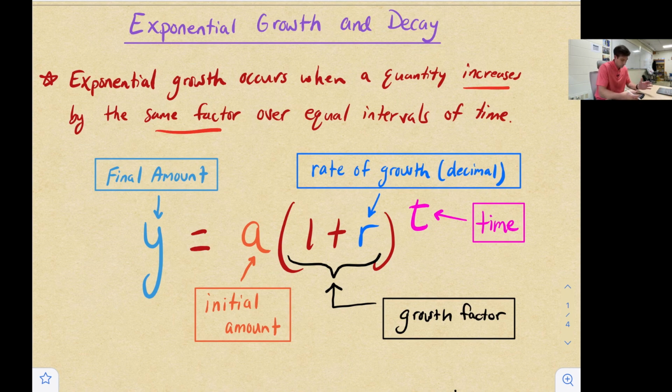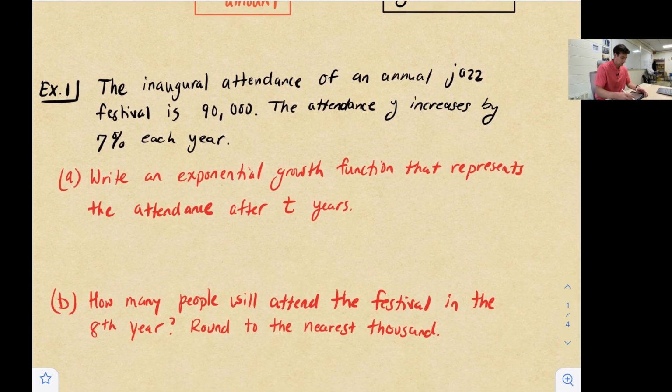For exponential growth, we have y equals a times the quantity 1 plus r, and that quantity 1 plus r is raised to the exponent of t. So we can see what all these variables represent. y is our final amount, a is our initial amount, r is our rate of growth, and it's important to note that it is inserted as a decimal. So if they tell you our rate of growth is 8%, we're going to put that in as 0.08. And then t represents our time, and that's in years, okay? 1 plus r, that's our growth factor. So if we have a growth of 8%, our growth factor would be 1.08.